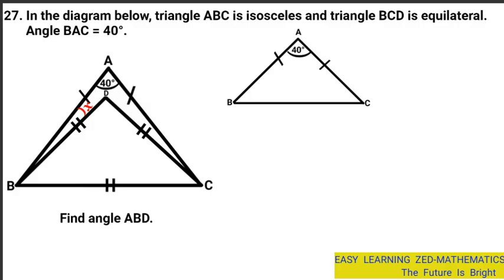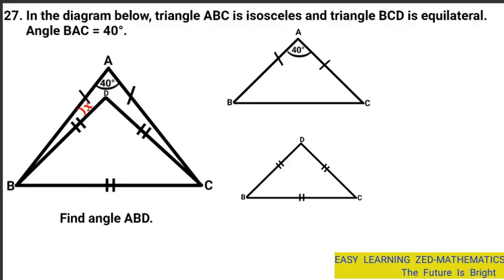The second triangle, which is triangle BCD, is equilateral. An equilateral triangle is a triangle with equal sides. This type of triangle has got equal sides. That's why you can see those two lines on all three sides of this triangle. It says these sides are equal. So these are the two triangles that are given.